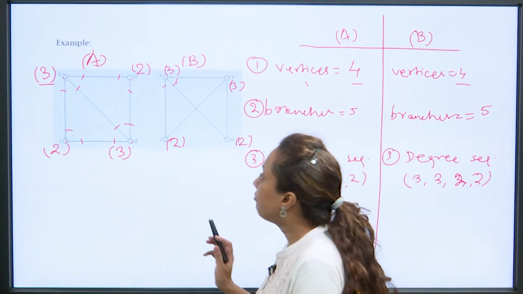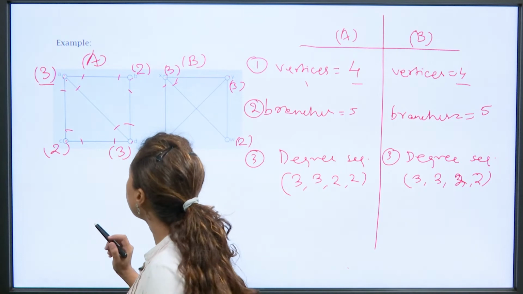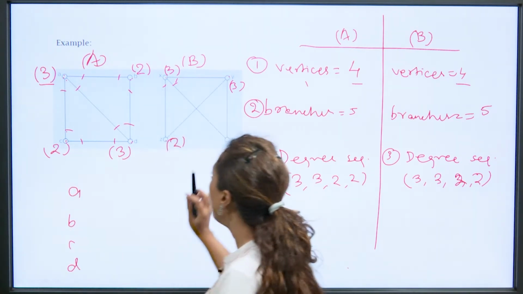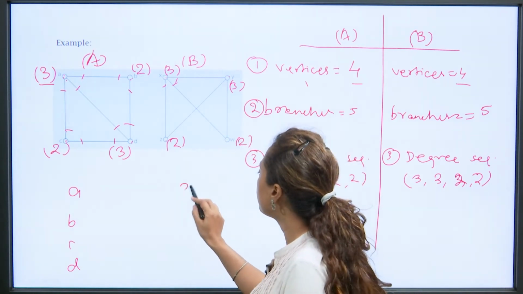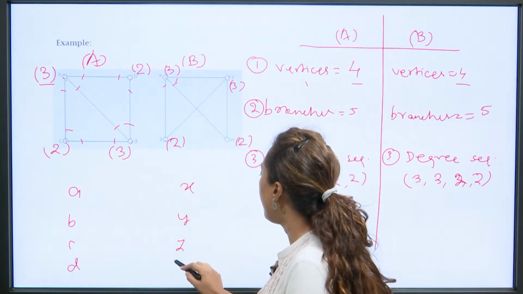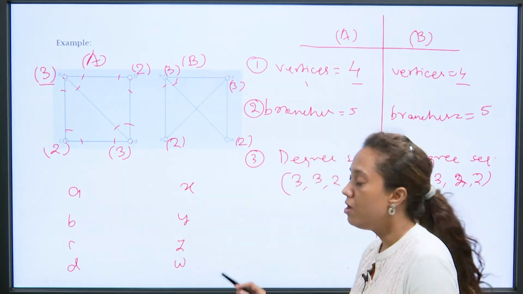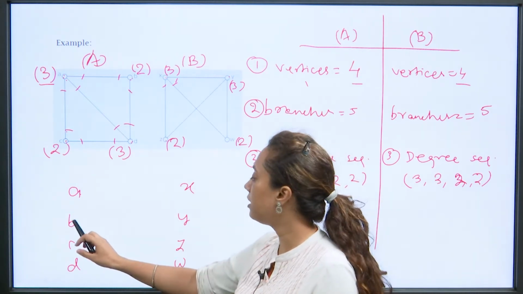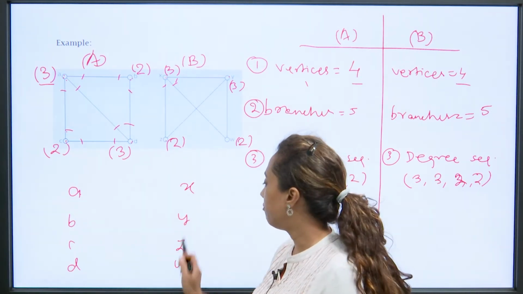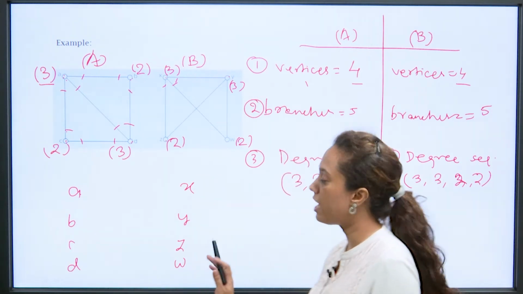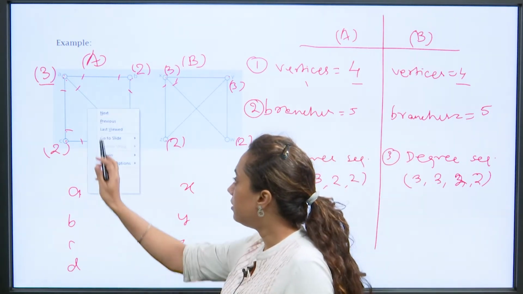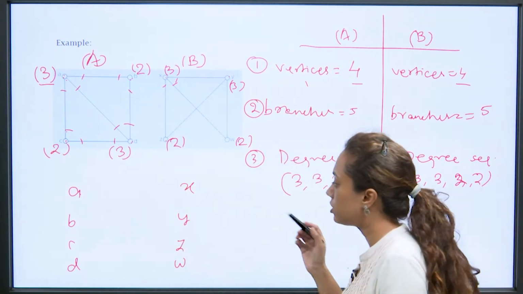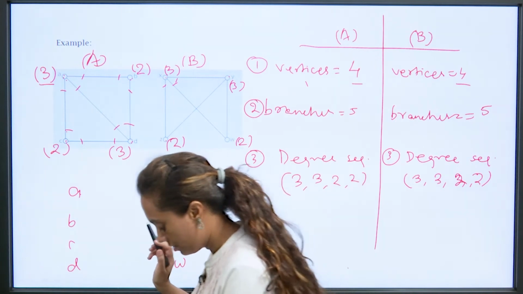If we see here in the A figure, we have the nodes A, B, C and D. For the B figure, we have nodes X, Y, Z and W. We have to just map whether A is getting mapped with X, Y, Z or W. Similarly, B can be mapped with any of these nodes, and similarly C and D. So, we have to just map the nodes of the first graph, A, with the second graph. We can start this way.